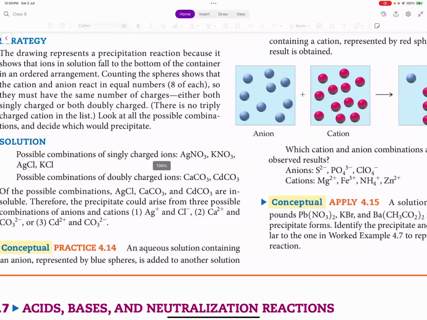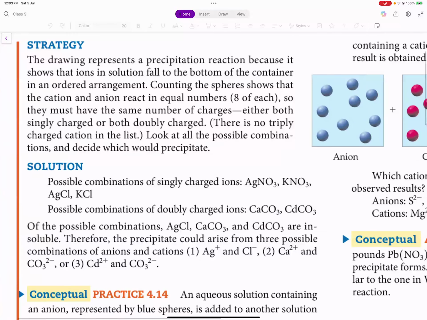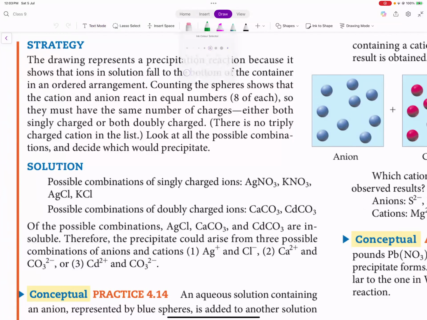So whatever combinations we have available for the singly charged, we'll pair up the things like this. So Ag plus NO3 minus, K plus NO3 minus, and then Cl minus was there. So Ag plus Cl minus, K plus Cl minus. And for doubly charged, possible combinations are again CaCO3 and CdCO3.